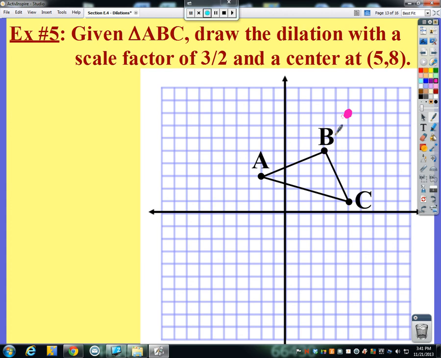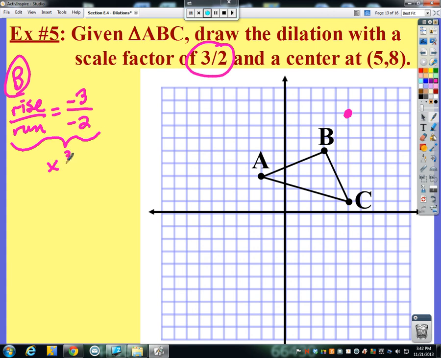Let's start with B. B's closest to the center, so let's knock it out first. So the slope is we go down 1, 2, 3, and to the left 2. Now, we can look at this one of two ways. Going down 3 is negative and left 2 is negative, so really I have positive slope. When we're talking about B, the rise and the run, we rose -3 and we ran over -2. Now, we still want to use this scale factor of 3 halves. So we're going to take these and multiply them by 3 halves.